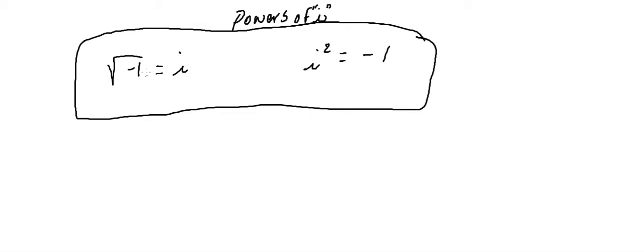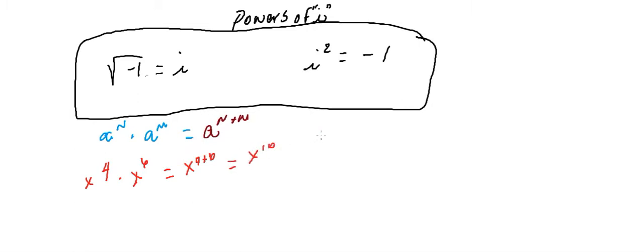If we have a basic exponent problem, a to the n power times a to the m power, we know that when we multiply these, we actually are adding. This will be a to the n plus m, right? Same thing with real numbers. If we have x to the 4th power times x to the 6th power, we're looking at x to the 4 plus 6, which will be x to the 10th power, correct?